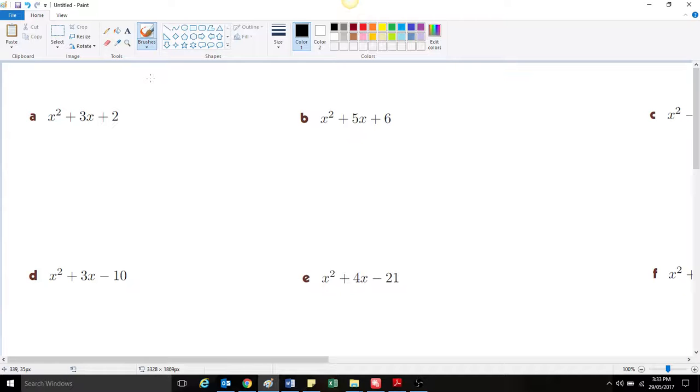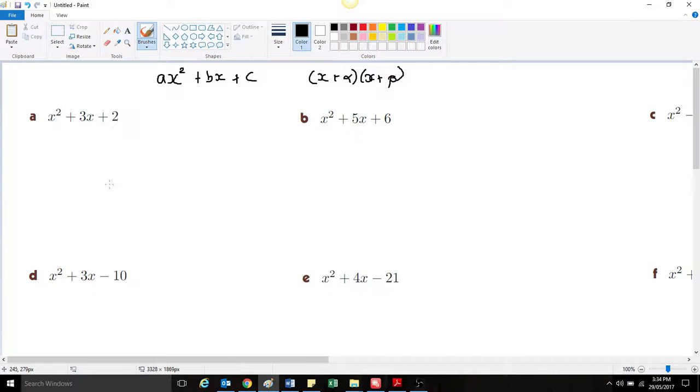Firstly, it's probably important to just define what a quadratic is. It's an expression or equation of the form ax squared plus bx plus c. Now, this is a quadratic in expanded form. We're looking to write it like x plus alpha times x plus beta. So we're looking to go from expanded form into a factorized form.